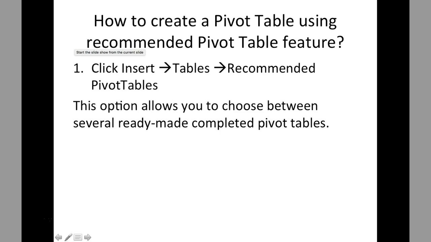The previous slide showed how to create pivot tables manually. That means user can choose rows and columns as per their needs. Another way to create pivot tables is using recommended pivot table option. For this, click anywhere on the table, then click the Insert tab. Choose Tables, then select Recommended Pivot Tables.